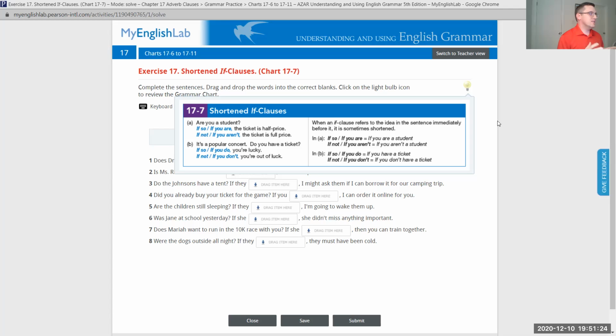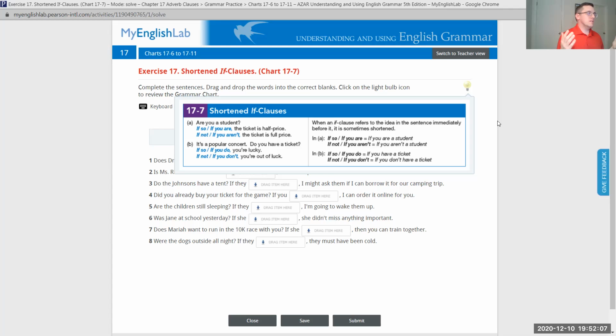So in example A, someone asks you, are you a student? And then they want to say, if you are a student, the ticket is half price. Or if you are not a student, the ticket is full price. Well, we already asked the question, are you a student? We don't want to repeat if you are a student, if you are not a student, because we already asked that question. So we can shorten the if clause to say, if you are, the ticket is half price.